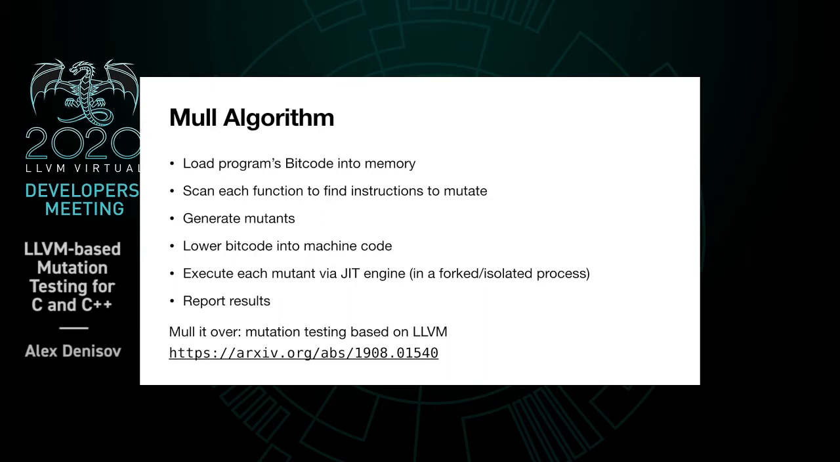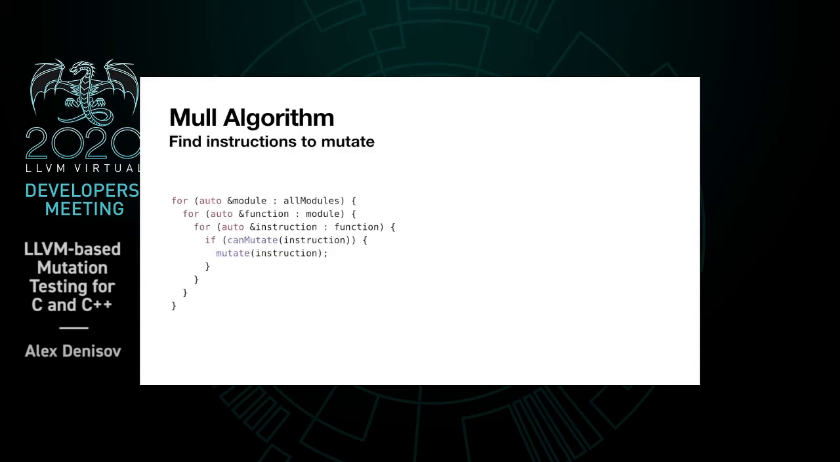I'll now dive deeper into some details, but I won't be able to cover all of them. If you want to learn more, please take a look at the corresponding paper. Initially, we used a naive algorithm for mutant selection. Simply walk over each instruction in the program and collect the ones we can mutate.